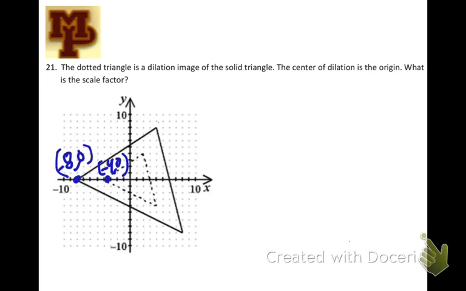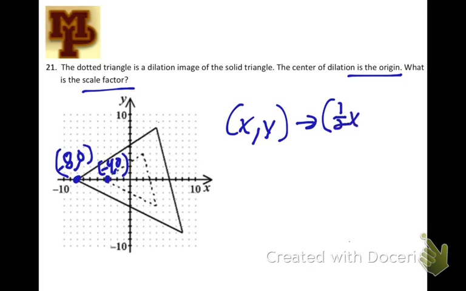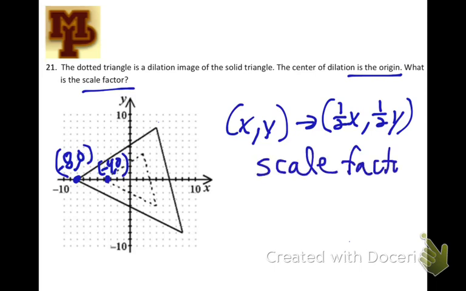So, scale factor, you can kind of tell that the scale factor is going to be 1/2. So the rule goes (x, y) turns into (1/2 x, 1/2 y), and so you can tell the scale factor is 1/2 because you're having to multiply by 1/2 to get the new coordinates.